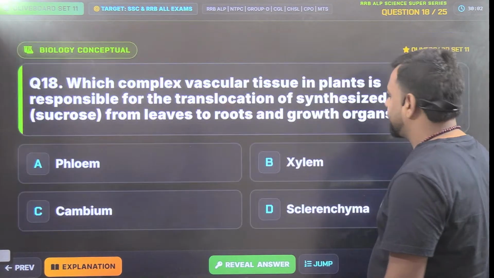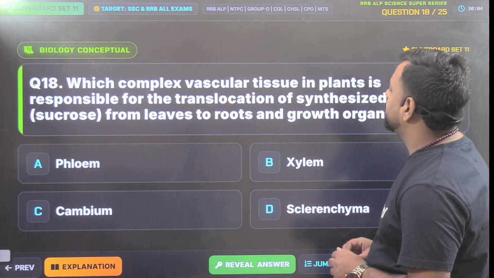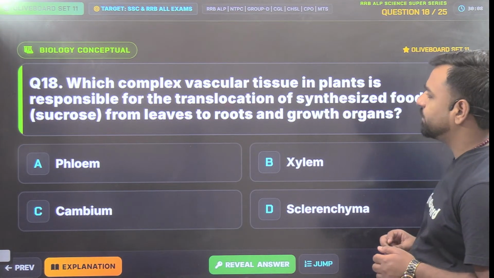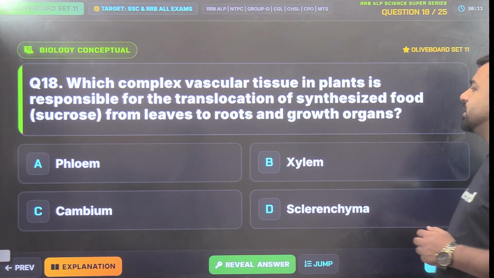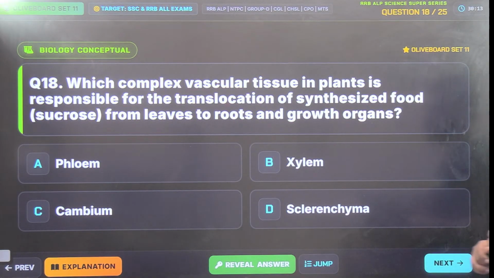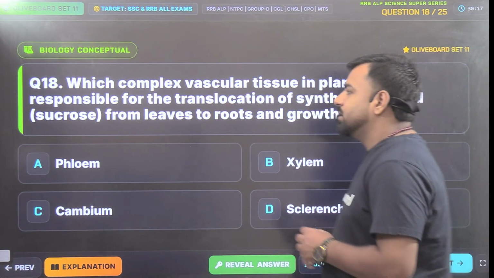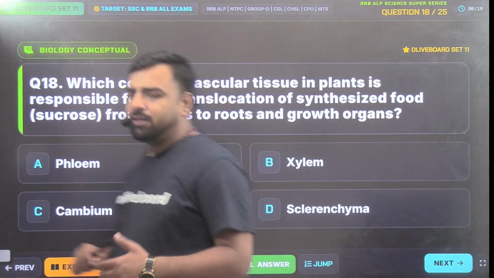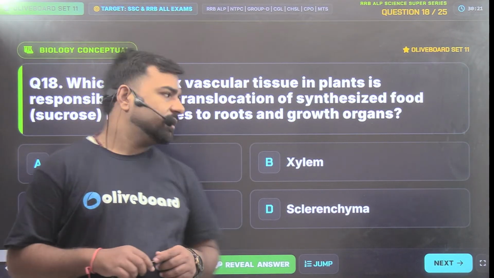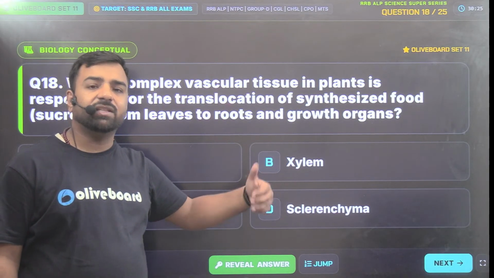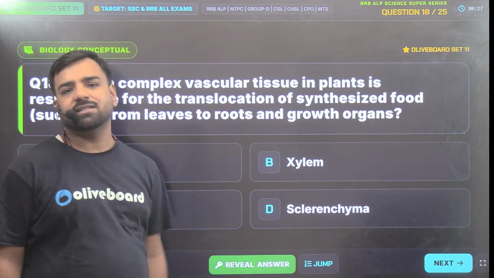Then next, which complex vascular tissue in plants is responsible for the translocation of synthesized food from leaves to the roots and growth organs? Will it be phloem, xylem, cambium, or sclerenchyma? Phloem is the one that helps in the transportation of food and minerals. And xylem, from the word itself, it is clear. In Hindi, we'll link it with jal, that is xylem.